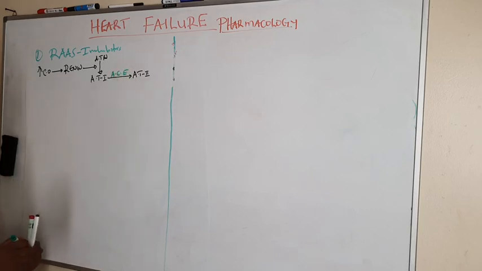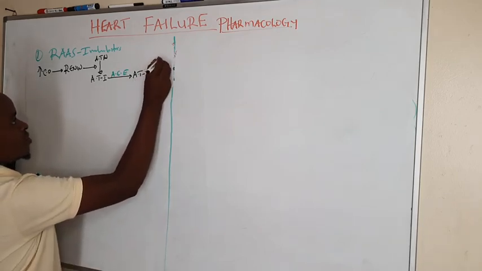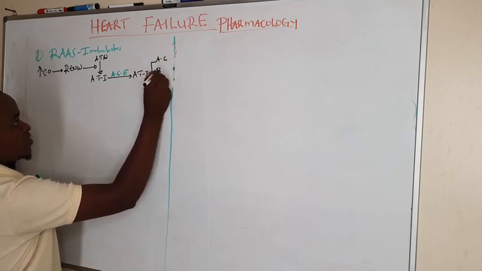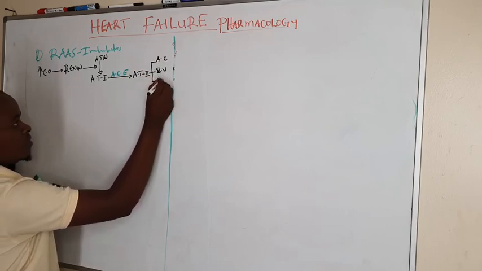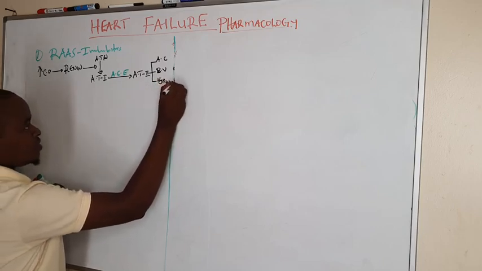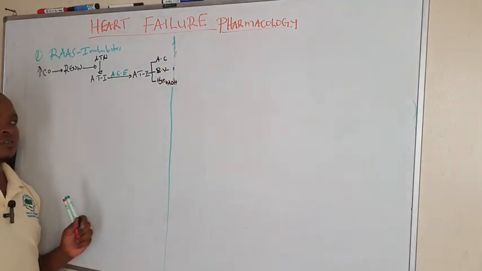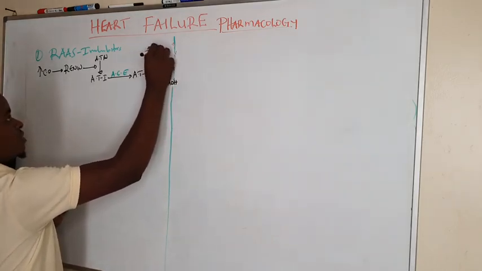Then we saw that this angiotensin 2 has different receptors: in the adrenal cortex, in the blood vessels, that is veins and arteries, and also in the hypothalamus. This one stimulates production of ADH, this one causes vasoconstriction, then this one leads to production of aldosterone hormone.